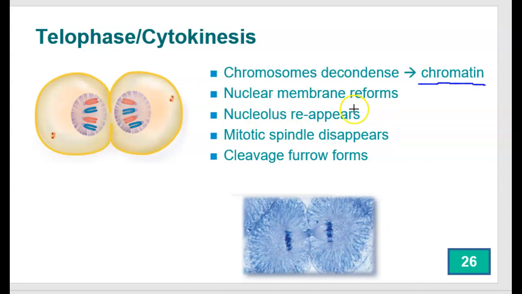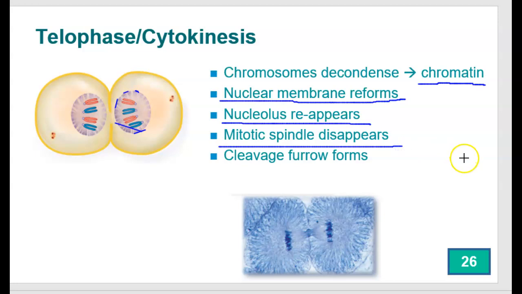A nuclear membrane is going to begin to form. This all takes time. You can see in the diagram that there's kind of a nuclear membrane forming. Eventually, the nucleolus will reappear, but it will be very faint at first and then get darker. The spindle apparatus and all those microtubules will disappear. And the telltale for me, if I can't see any of the other things, is that a cleavage furrow develops. This cleavage furrow is an indentation and signifies where a cell membrane is going to form to separate the two new daughter cells.